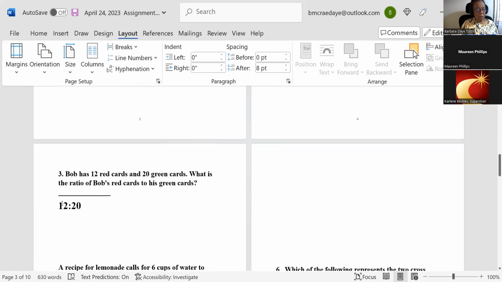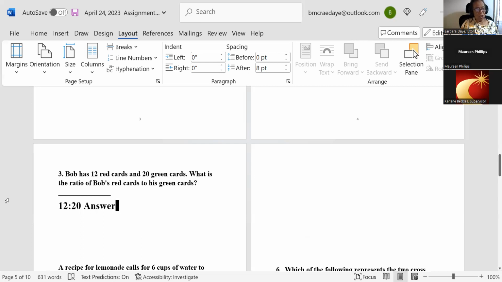All right, Maureen. Bob has 12 red cards and 20 green cards. What is the ratio of Bob's red cards to his green? That'd be 12 to 20, right? That's it. 12 to 20. That's your answer. What would be the ratio of green to red, Maureen? Green to red would be 20 to 12. That's right. Now, what would be the ratio of green to the total? Okay, 20 to 32. That's it. Very good. Just add the red to green, get a total of 32, and there are 20 green cards.